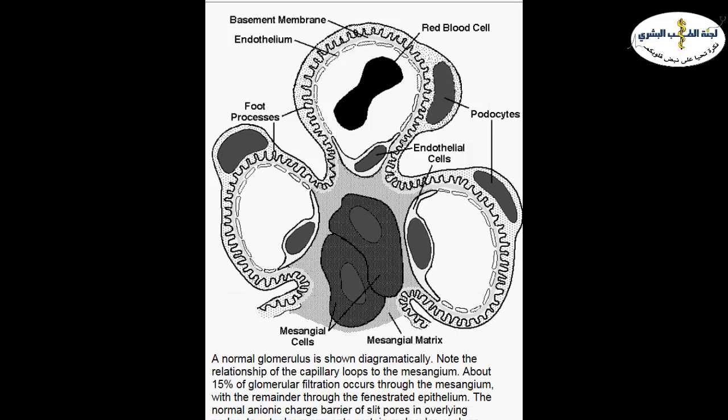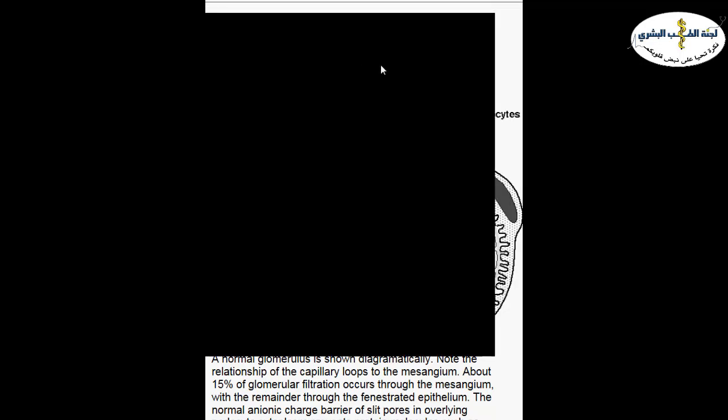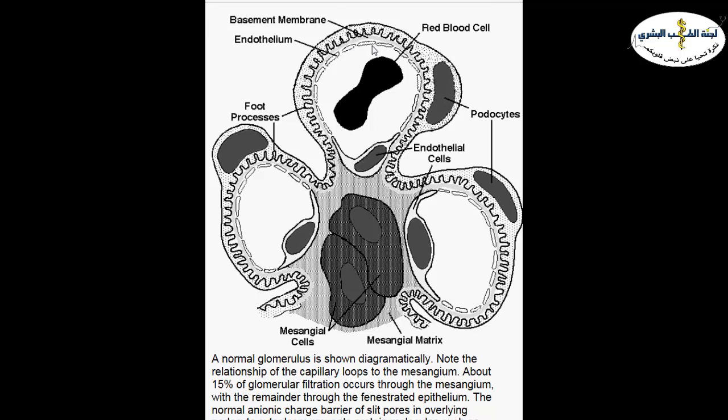Now, this diagram gives us a closer look at the glomerulus. You can see the capillary loops. This is a capillary loop, this is a second one, and the third one. From the inside, we have the endothelial cell. This is the nucleus of the endothelial cell, and this is the cytoplasm of the endothelial cell.